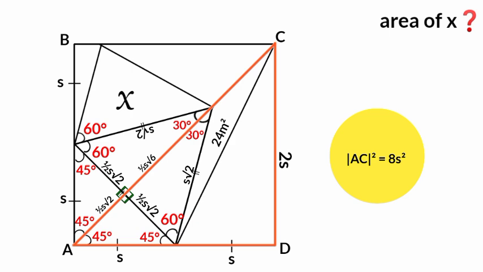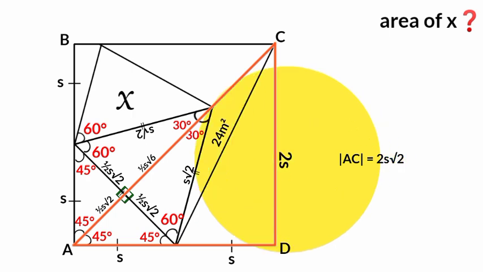Taking the square root of both sides, here the square root of line AC squared is line AC, and here the square root of 8s squared is square root of 8 times square root of s squared. Square root of s squared is s, and since 8 is the same as 4 times 2, square root of 4 times 2 will be square root of 4 times square root of 2. Square root of 4 is 2. 2 times root 2 times s is 2s root 2. So line AC equals 2s root 2.